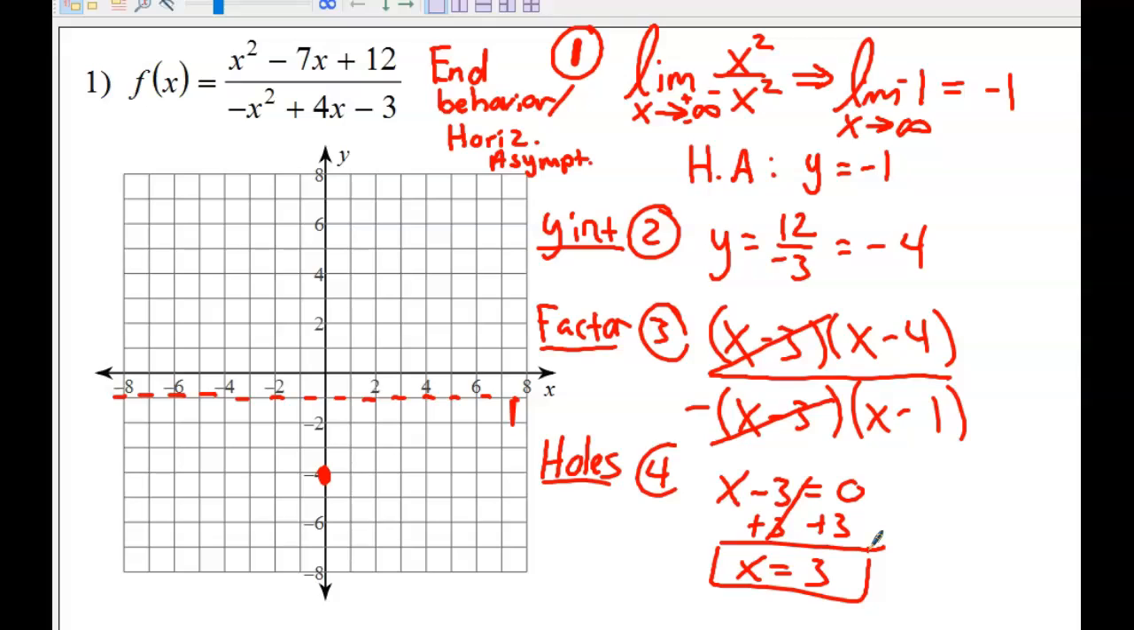Now, we can't graph the hole right now. The hole is something you have to do at the very end once you already have your graph done. But it's nice to find it at this point because it's just kind of convenient in the process. All right, so the next thing we're going to find, guys, is the X-intercept. So let's do that.